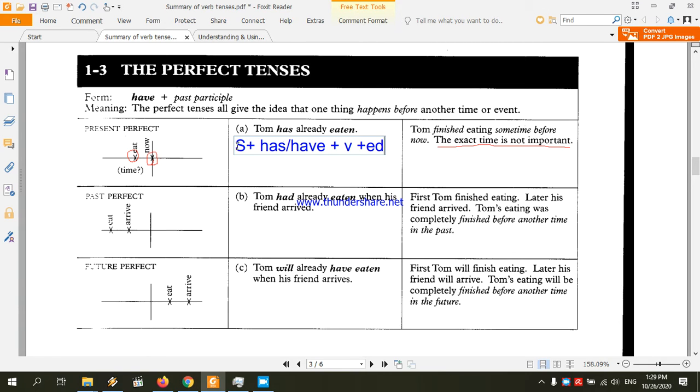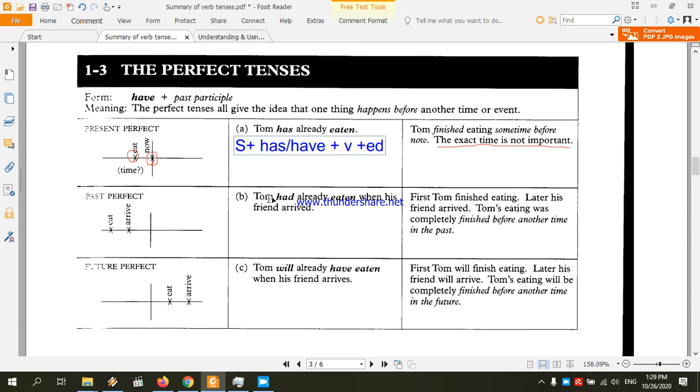Okay, so that was present perfect. Now let's move to the past perfect. It's the same as the present perfect, but however it talks about certain events that happened in the past. So in the past perfect we have two processes or two verbs. One of them took place and completed before the second one.